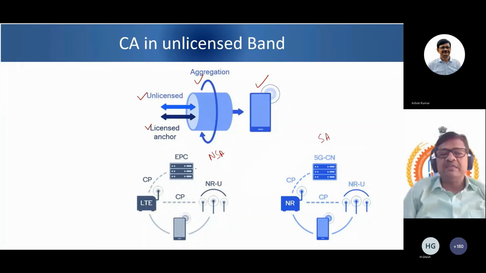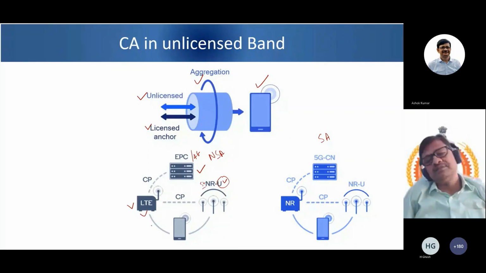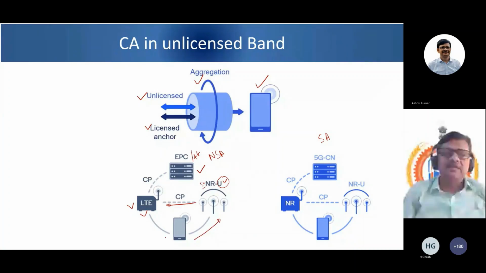In an NSA environment, as you know, you have EPC, Evolved Packet Core, that is 4G core, and then you have LTE as a radio. And here we have deployed new radio, 5G new radio, in an unlicensed band. Here U is for unlicensed band. So in this case, LTE is a master radio. So all those control signaling flows there, and this UE can connect to both here and here, dual connectivity, and do a carrier aggregation kind of in an unlicensed environment.